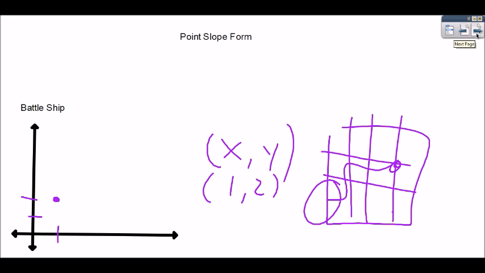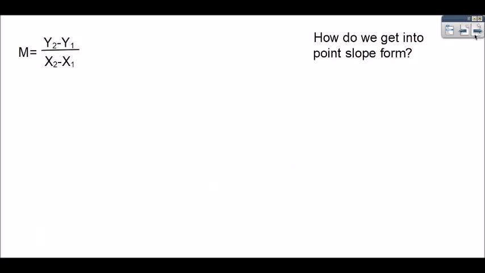So point slope form says I know how steep the hill is and I know where I currently am. I just don't know where I began. I don't know the y-intercept. So how do we get into point slope form?